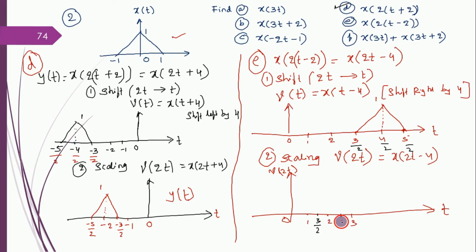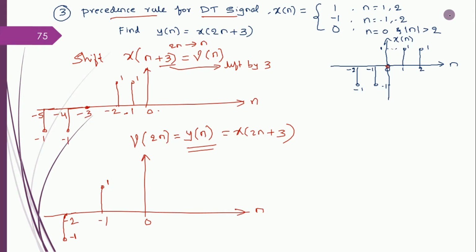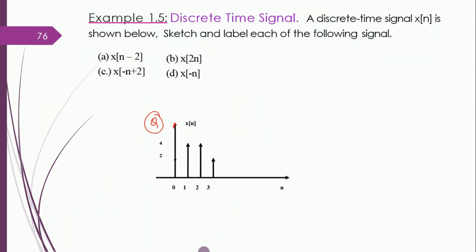Okay, so 3 by 2 exists here. 4 by 2 is 2, exists here. 5 by 2 exists here. So at 4 by 2, it's a peak. That is, at 2, it's the peak. Amplitude 1. Positive slope, negative slope. So this is your y of t of the E. So this is all about the time shifting and scaling with a precedence rule. I hope there are no doubts.